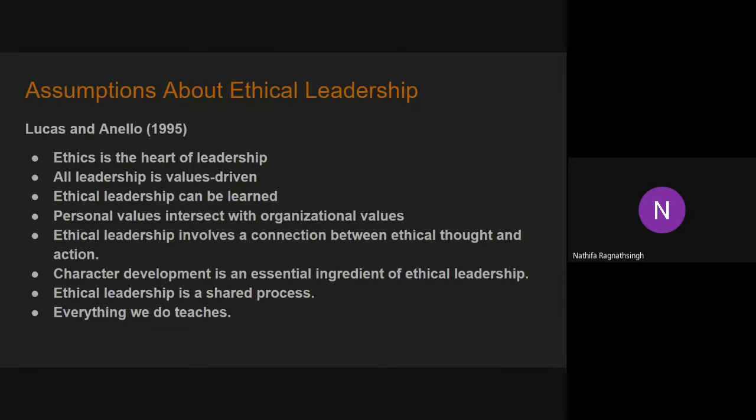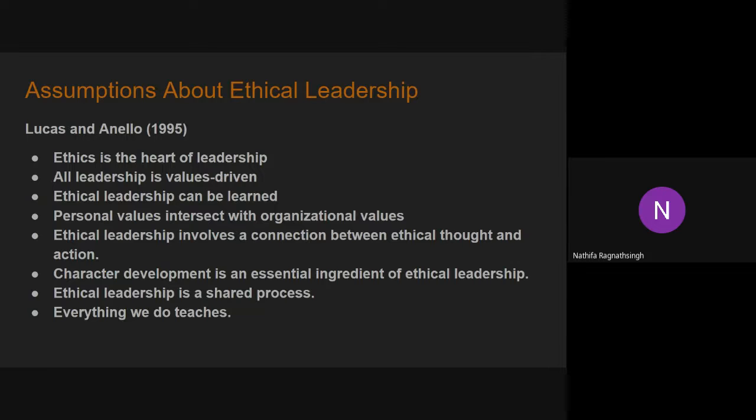Sixth, character development is an essential ingredient of ethical leadership. Without character, leaders can lack the moral compass that is necessary to make ethical decisions or handle tough situations in the workplace. Seven, we have ethical leadership is a shared process.